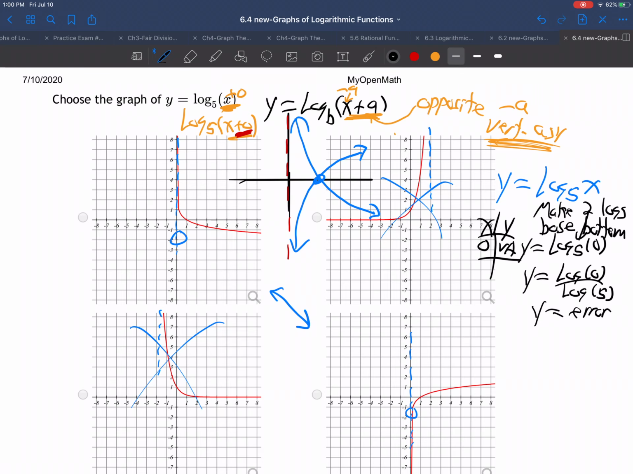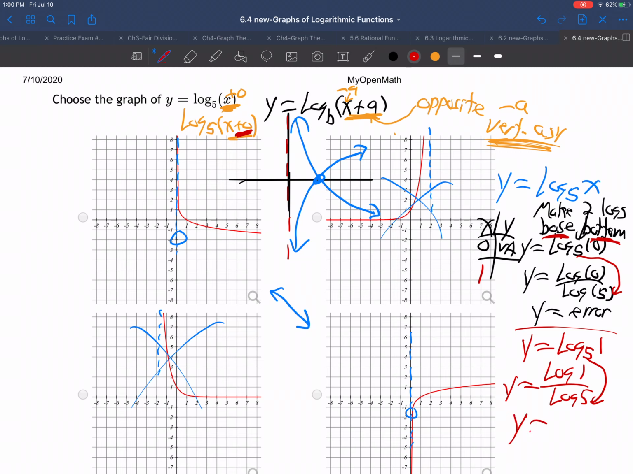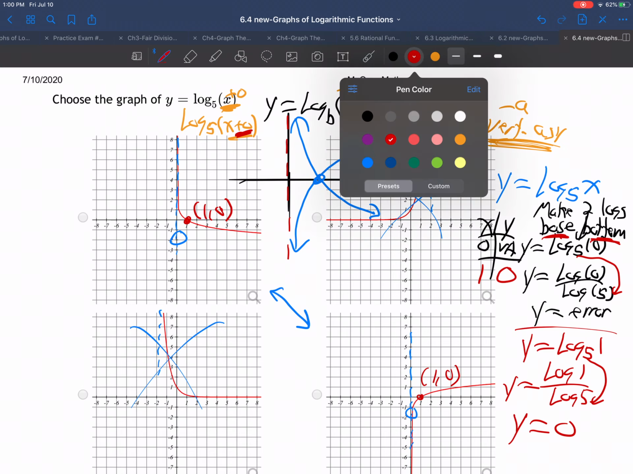All right, now let's go up by 1. Now go to 1. We'll get y equals log base 5 of 1. Again, turn that into 2 logs: log 1 over log 5. See how the base goes to the bottom? We make it 2 logs because we don't have a log base 5 button on our calculator. When you do that, you get 0. So over 1, up 0. Here it is, over 1, up 0. But this one has it too. They've both got that point, so they're both still candidates to be the right answer.